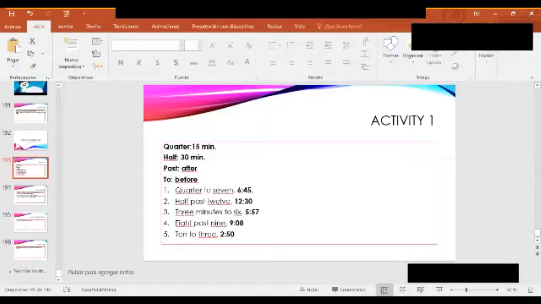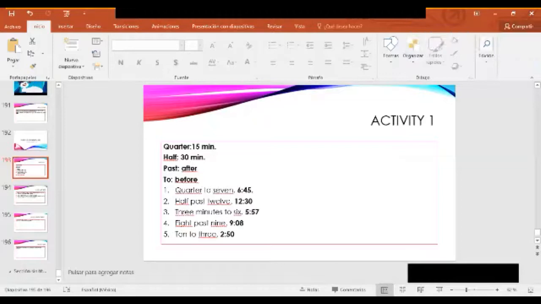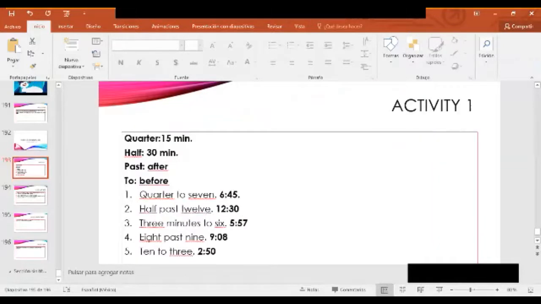Okay, so when we are telling time, we have some key words. We have the word quarter, which means 15 minutes. We have the word half, which means 30 minutes. The word past means after. To means before.